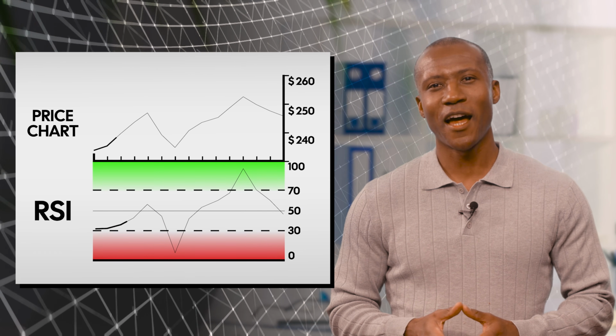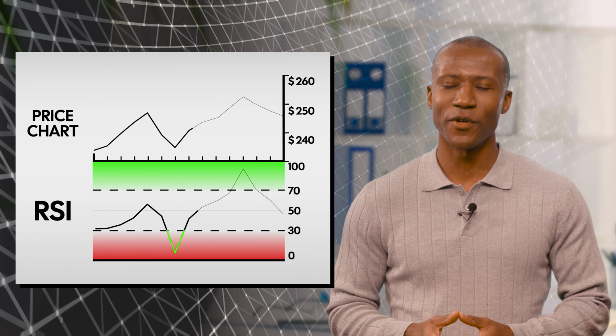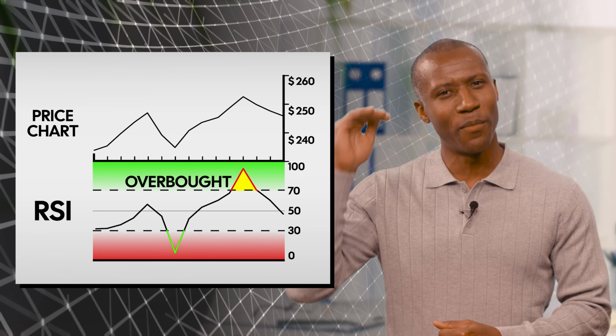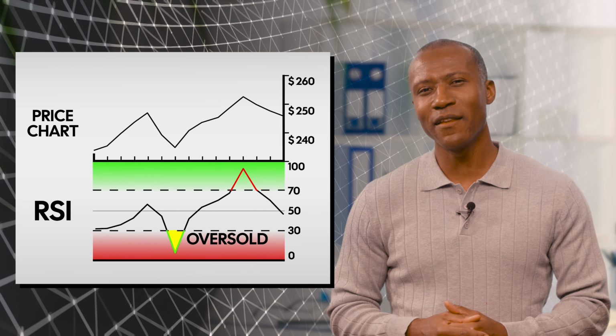You'll see the RSI plotted below the price chart. Notice how it oscillates between 0 and 100, providing visual cues for overbought, represented by a reading of anything above 70, and oversold, a reading of anything below 30.